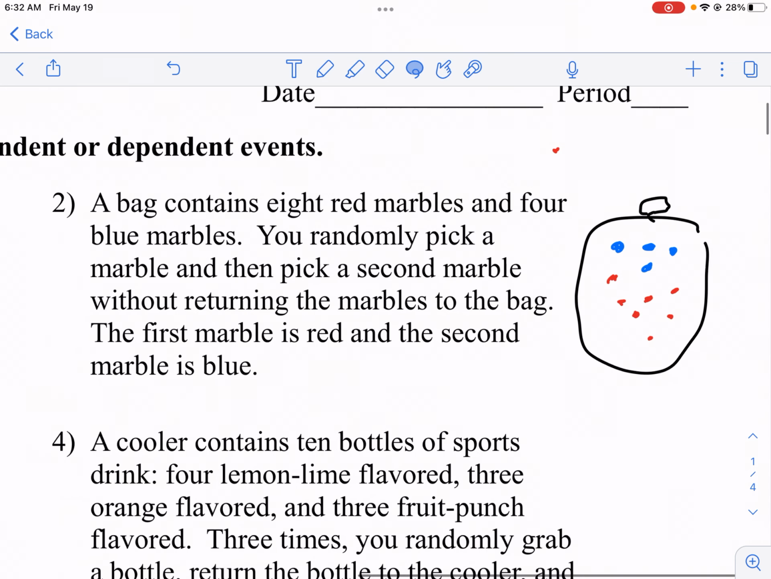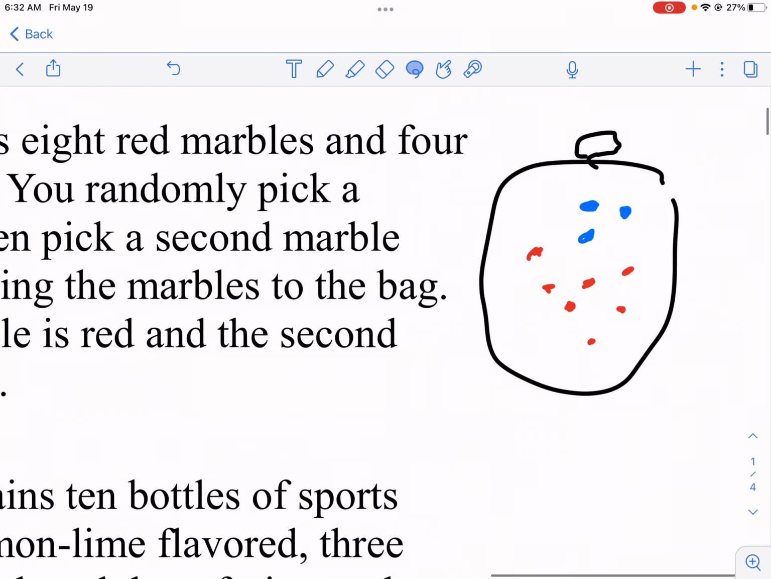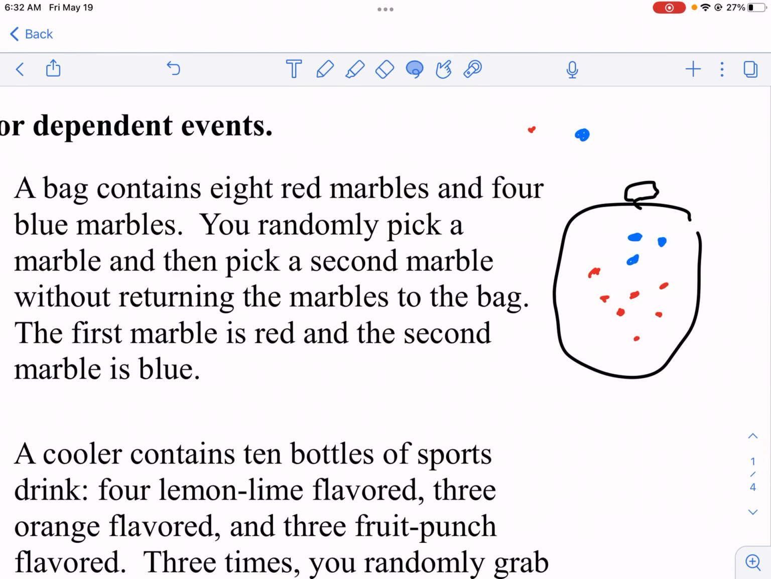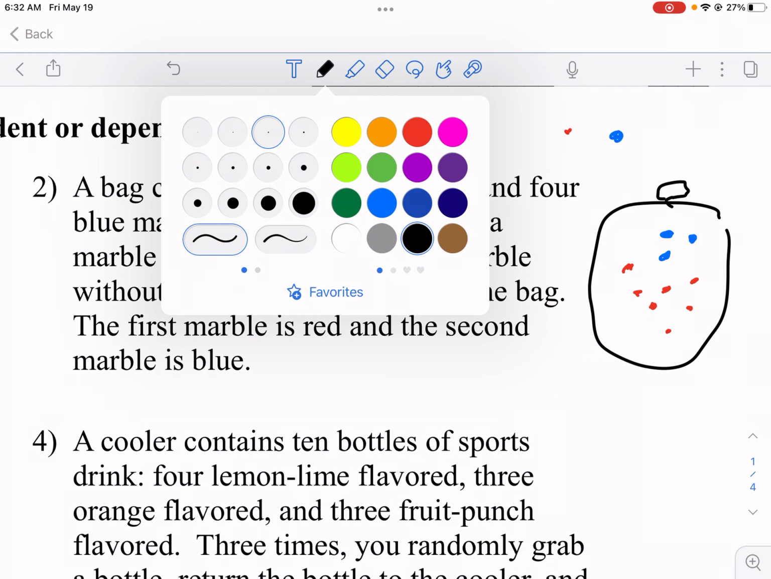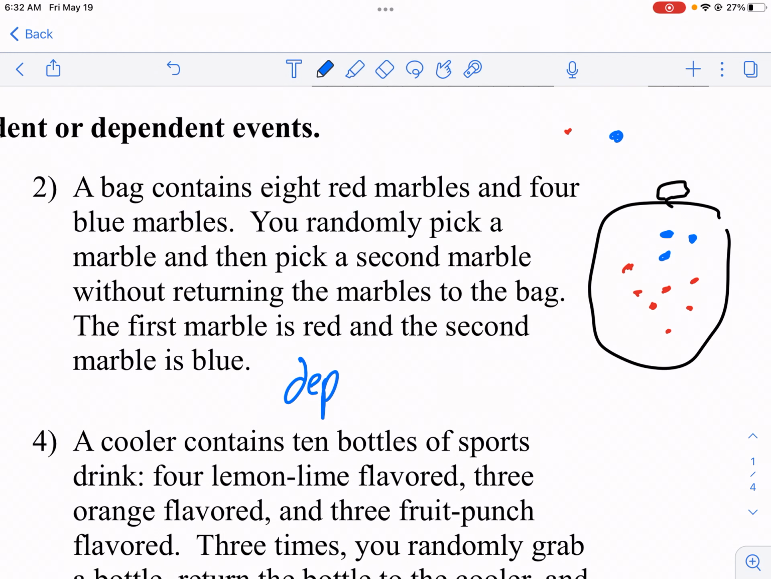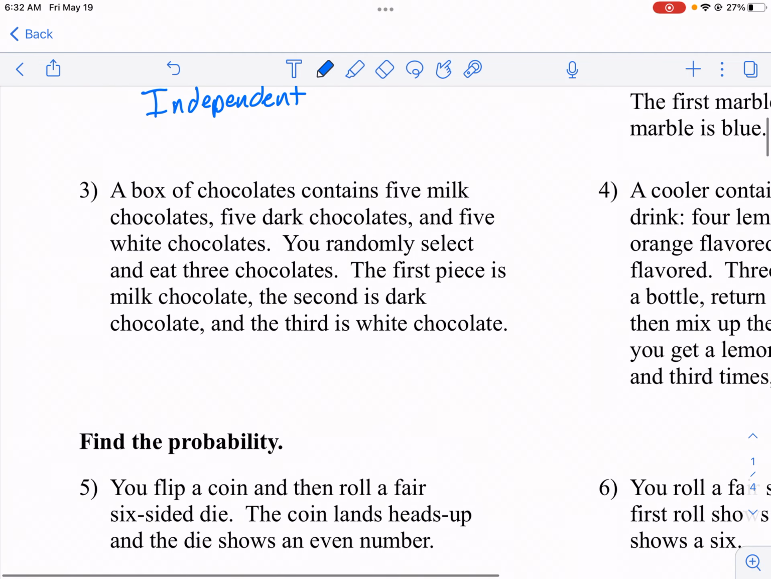So what does this mean? This means it is a dependent event. Because we remove some of the marbles and we don't replace them, the composition changes, and so it's dependent upon the first event. The probability of the second event changes based on what we do to the first event. This is a dependent event, dependent probability. Okay, so I hope that was clear. We're going to do more, so if you haven't got it yet, we'll get it eventually.